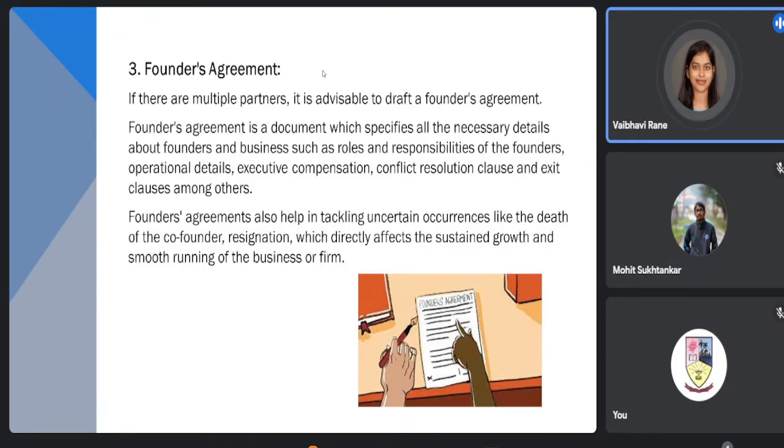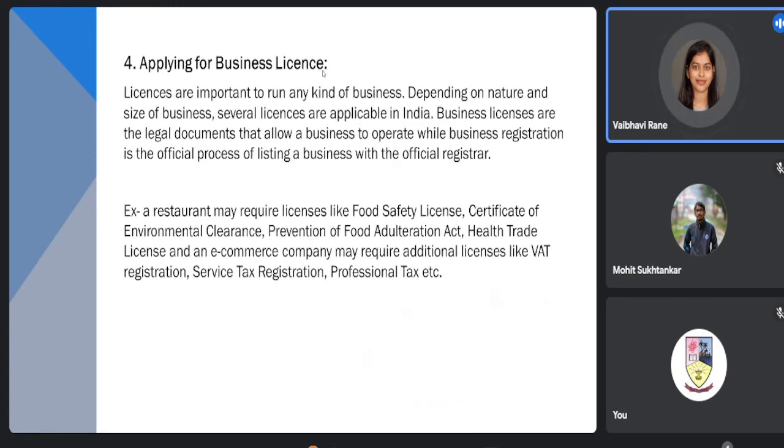The next step and the last step that you're supposed to know when it comes to the legal formalities is applying for a business license. Okay, licenses are important to run any kind of business. And depending on the nature and the size of your business, there are several kinds of licenses that are applicable to each and every startup or enterprise in India. Business licenses are basically legal documents that allow a business to operate while the business registration is in the official process of listing a business with the official registrar.